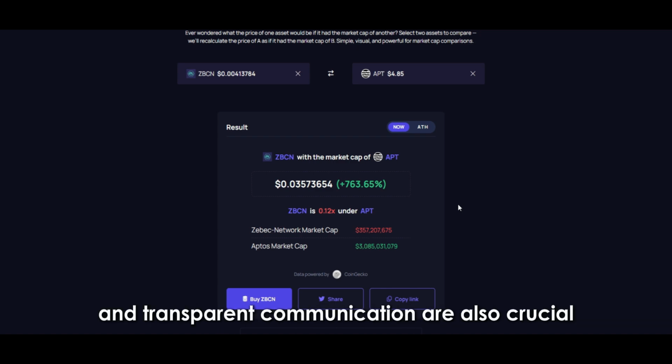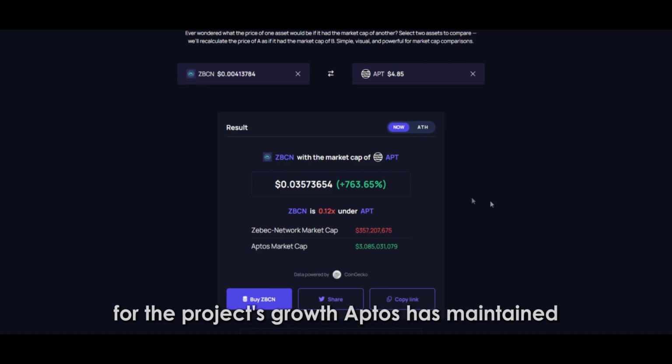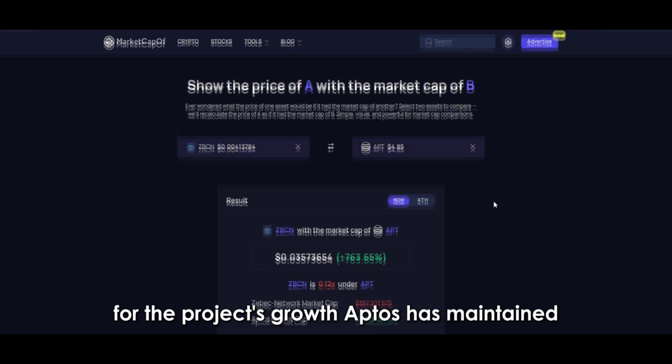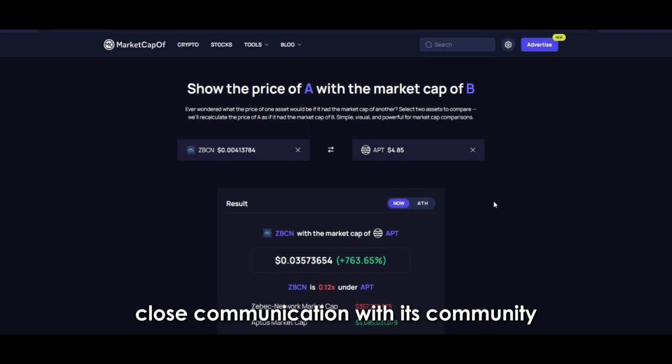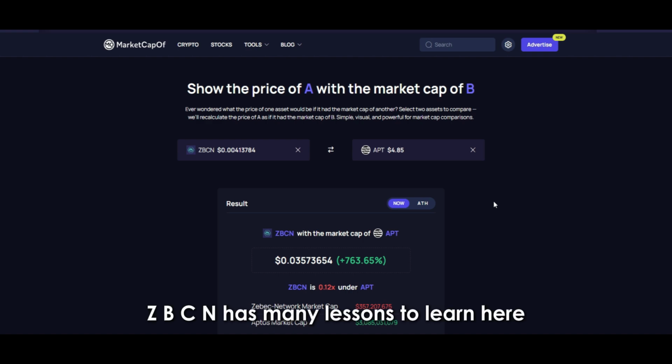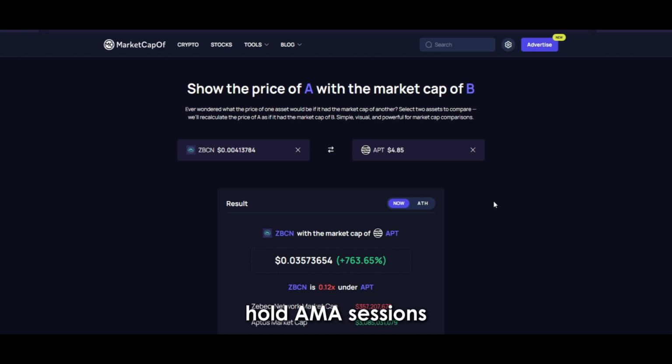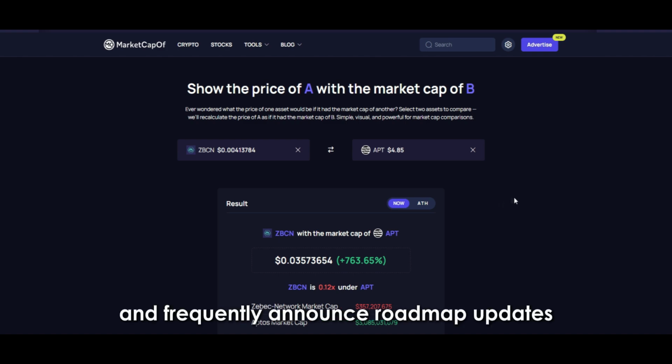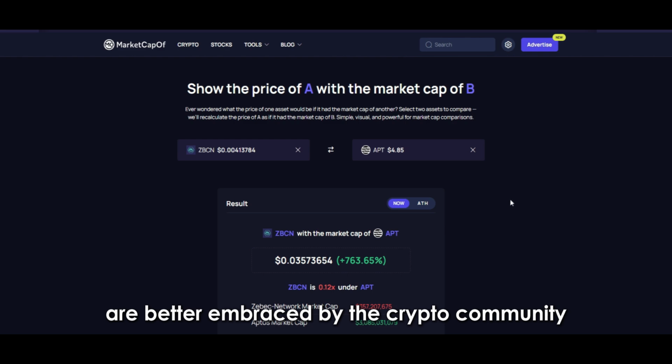Community strength and transparent communication are also crucial for the project's growth. Aptos has maintained close communication with its community from the start, shared updates promptly, and been diligent in informing its investors. ZBCN has many lessons to learn here. Projects that continuously share updates, hold AMA sessions, and frequently announce roadmap updates are better embraced by the crypto community.